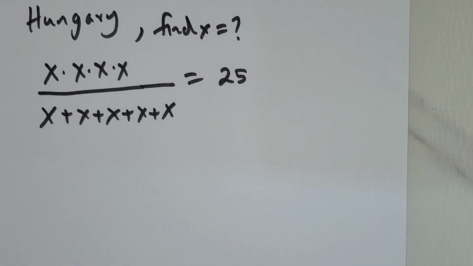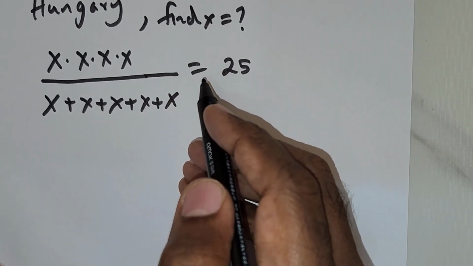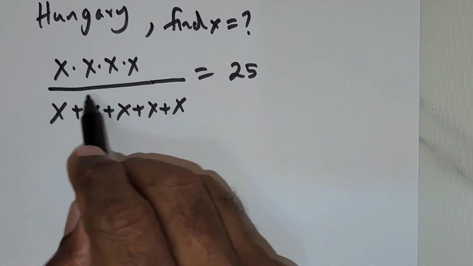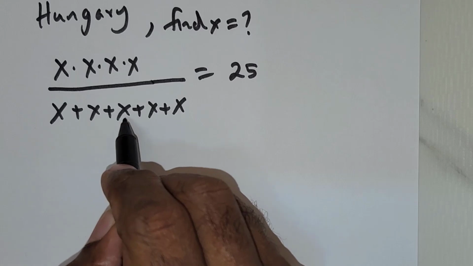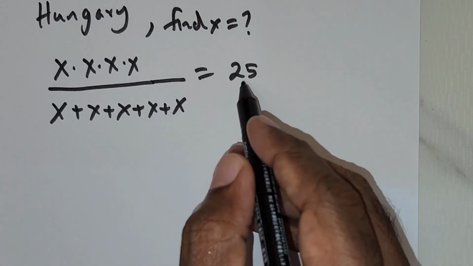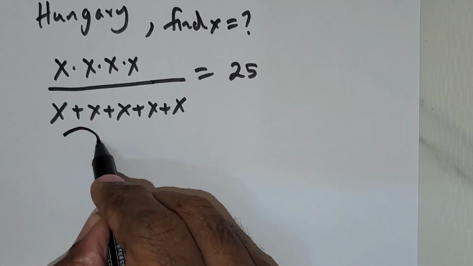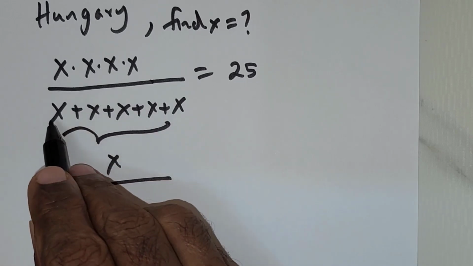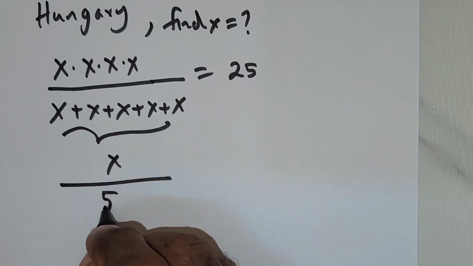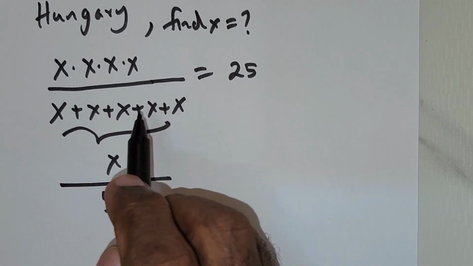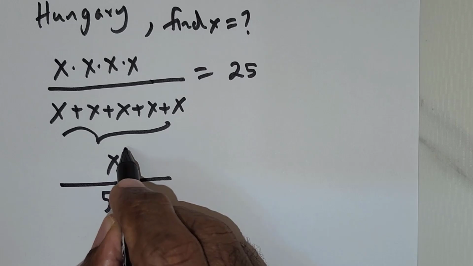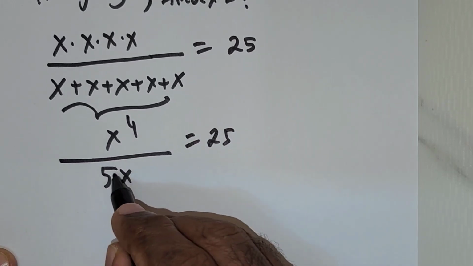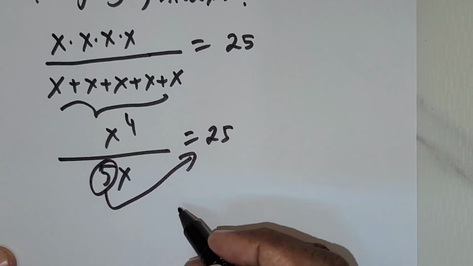Welcome everybody. We are expected to find the value of x given that x times x times x times x divided by x, added with x, added with x, added with x, and added with x is equal to 25. Now you add everything. So this is going to be x. There are 5 x's there, so you get a 5x here. You multiply everything, 1 2 3 4, so you get x to the power of 4 there, is equal to 25.